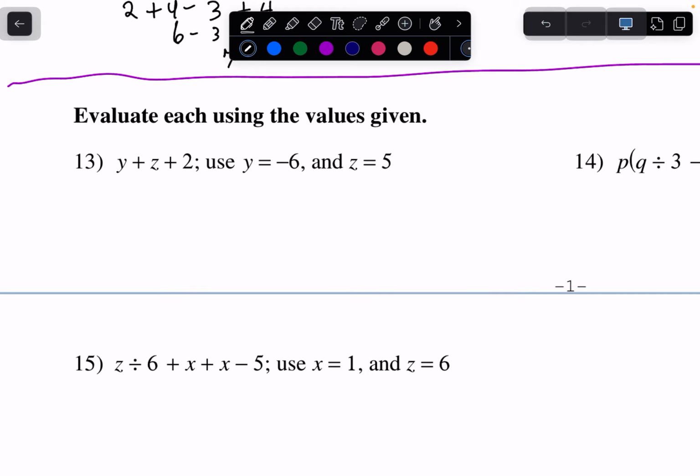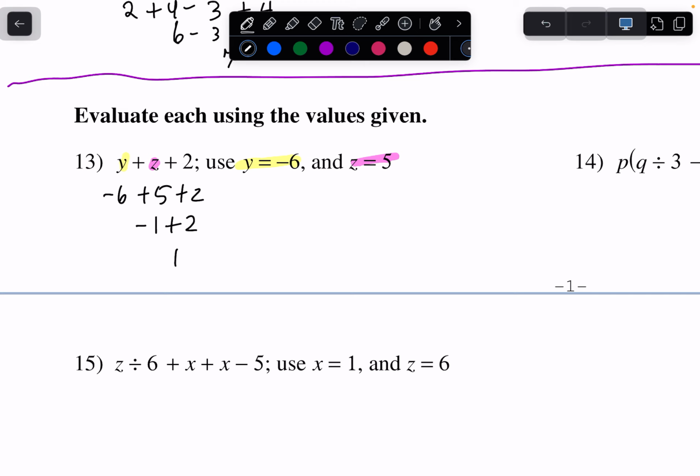So if we look at 13, every place that we see a y, we're going to use substitution and replace it with a -6. Be very careful when you're replacing values with a negative. It can go wrong. And then z is 5. So we're going to take out those and we can use substitution. So we get -6 plus 5 plus 2. And addition and subtraction, you just go from left to right. We get -1 plus 2, which is 1. So just be mindful of what's sitting there. Be careful of what's sitting there.